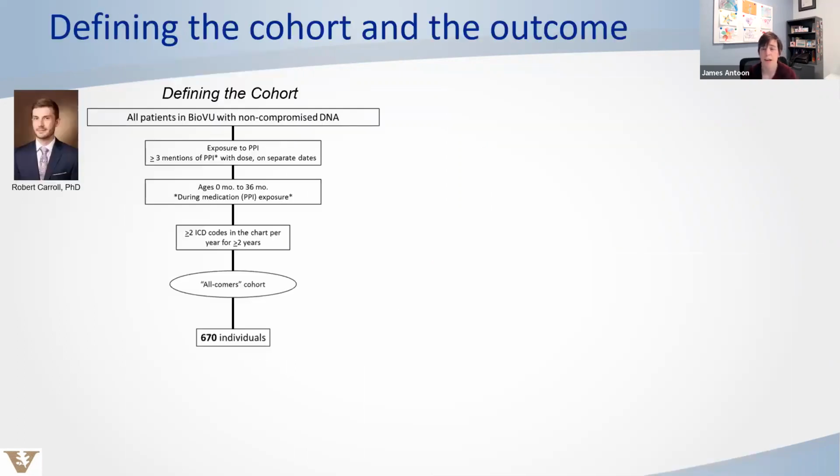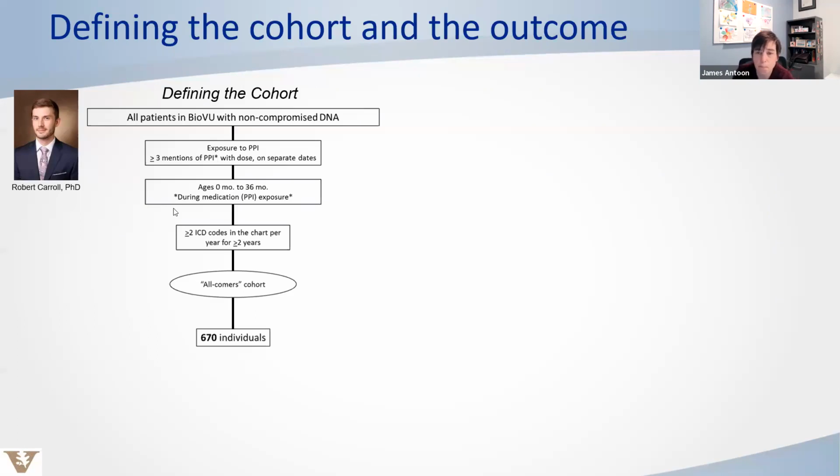So we needed to define the cohort and the outcome. And so we did the cohort definition in an algorithmic way, because again, we're starting with millions of individuals. We needed to whittle it down to those who had exposure to a proton pump inhibitor at the right age. So we were interested in children 0 to 36 months old. We wanted to make sure that we had good follow-up information. So we required that we had multiple billing codes in the chart for each patient for the years that they were on therapy. And by using this strategy, we had a cohort of 670 individuals.